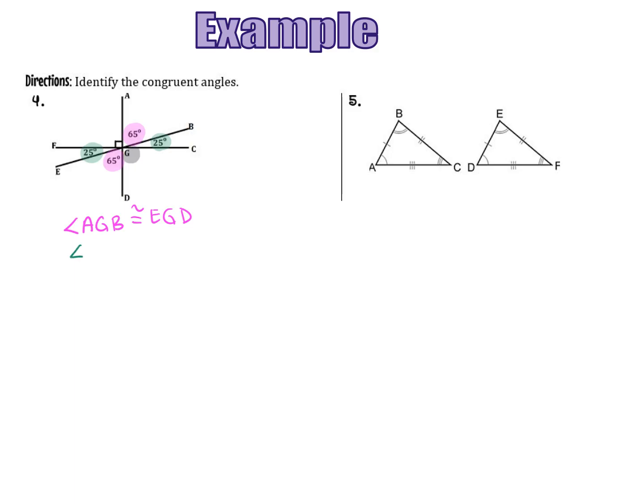And similarly for the green ones, the 25-degree angles, we have angle FGE, or we could rewrite that as EGF, is congruent to angle BGC or angle CGB. Now for number 5, we see the little tick marks, and those indicate angle congruency as well. So we can say angle B is congruent to angle E.